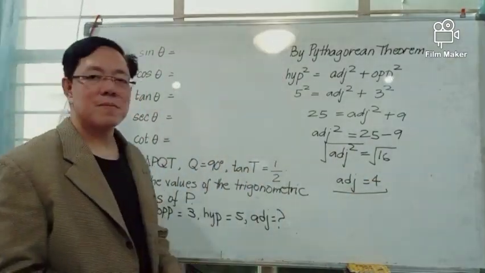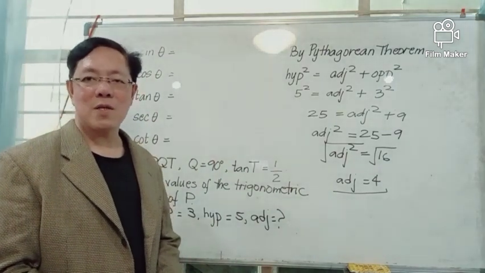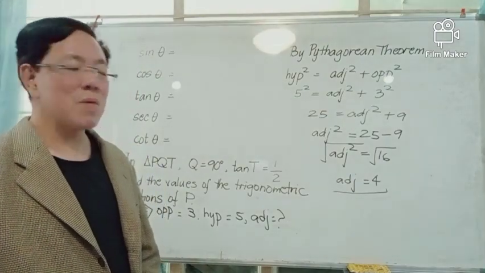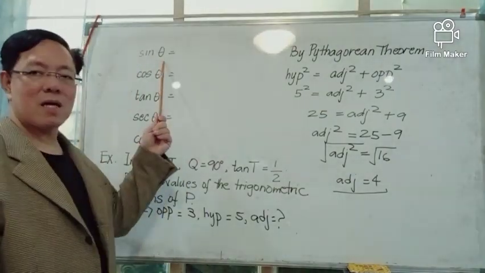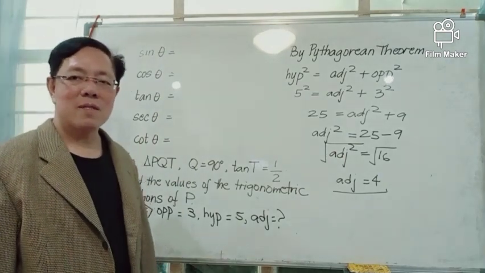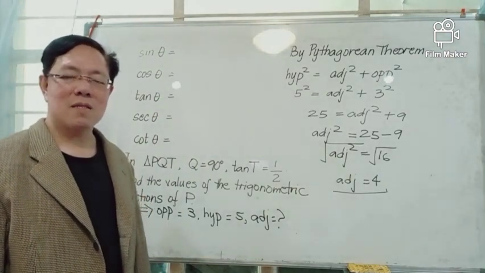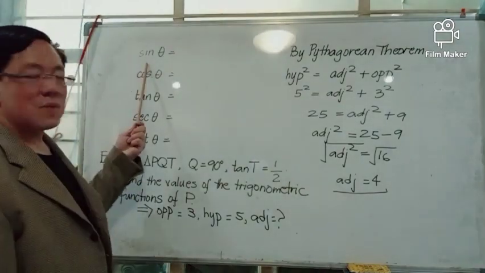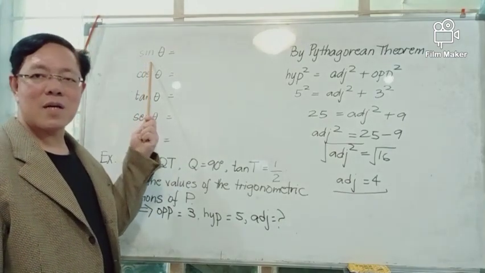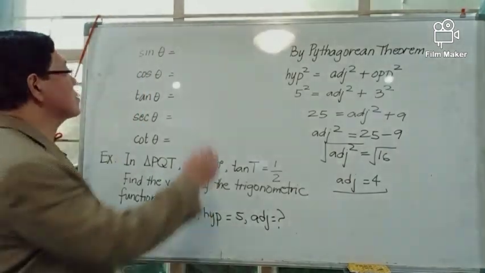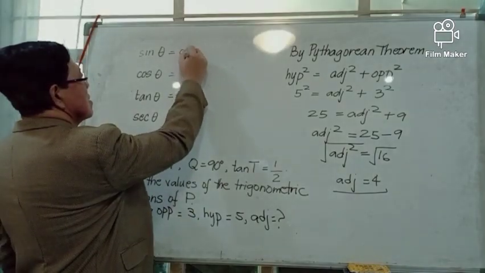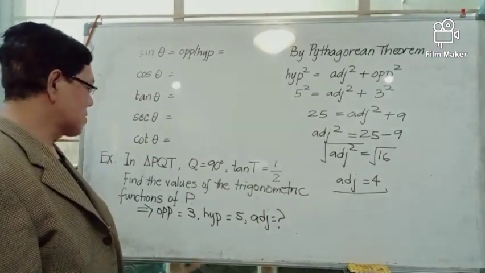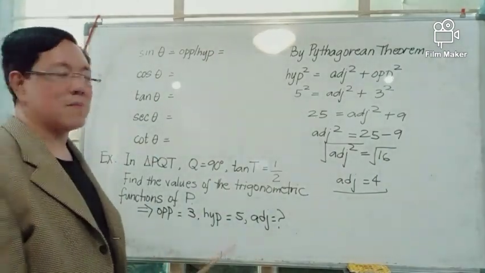4 units. The required is to find the values of the other trigonometric functions of theta. We are given that cosecant of theta is 5/3. We find the sine of theta. Sine is the ratio of the opposite to the hypotenuse. And the opposite is 3, hypotenuse is 5.